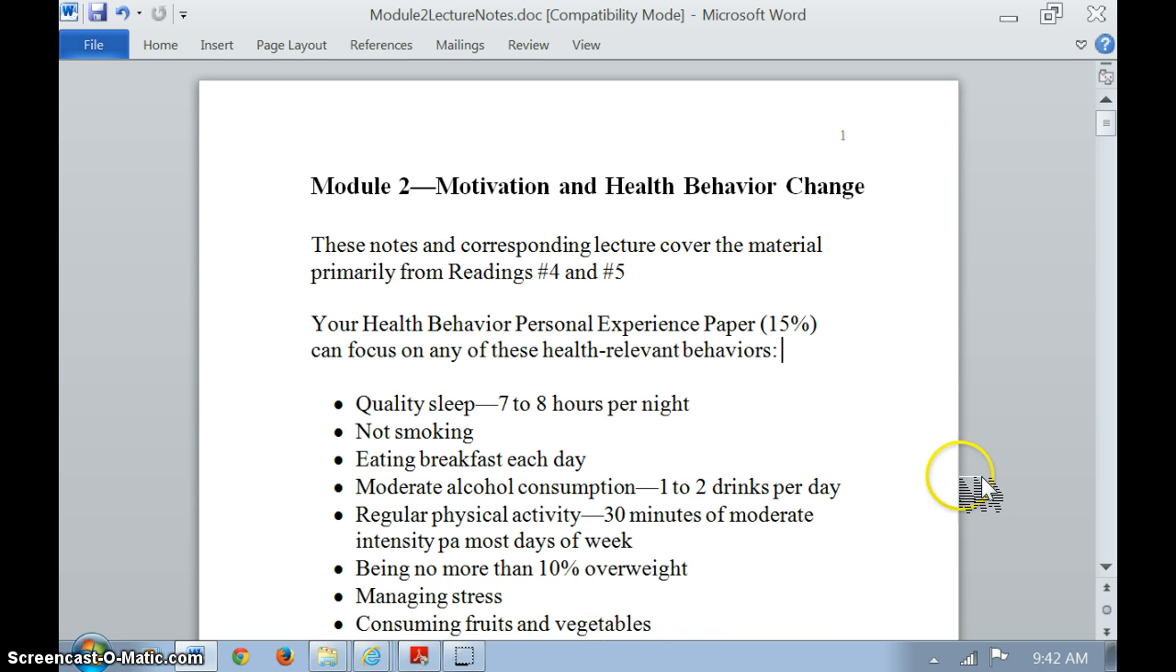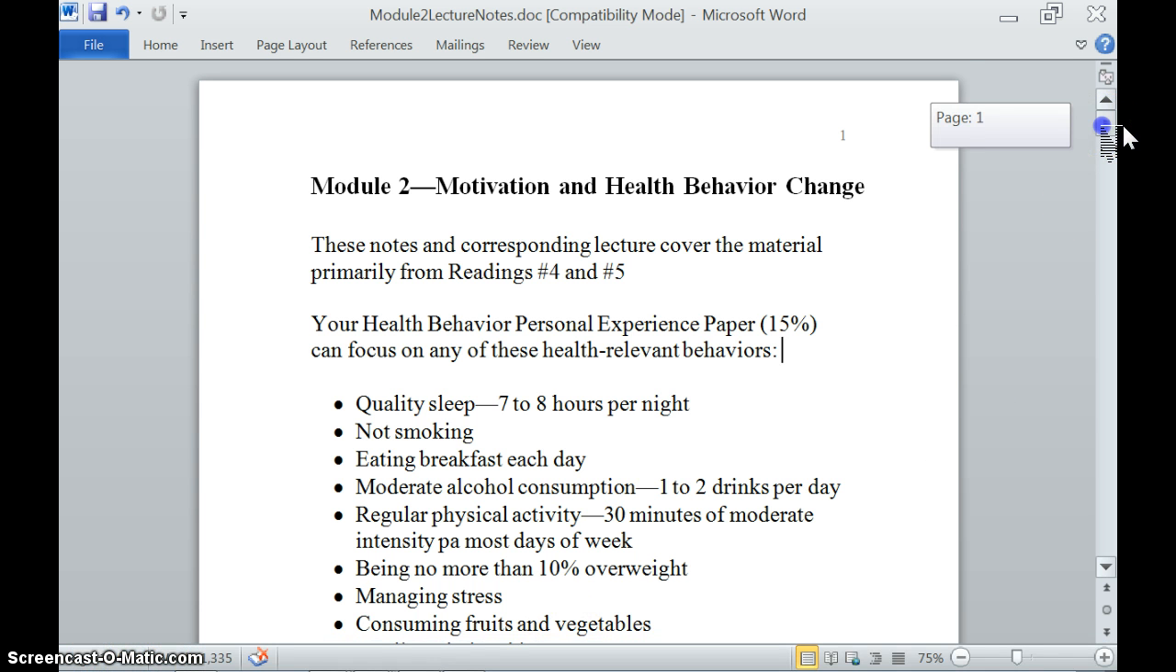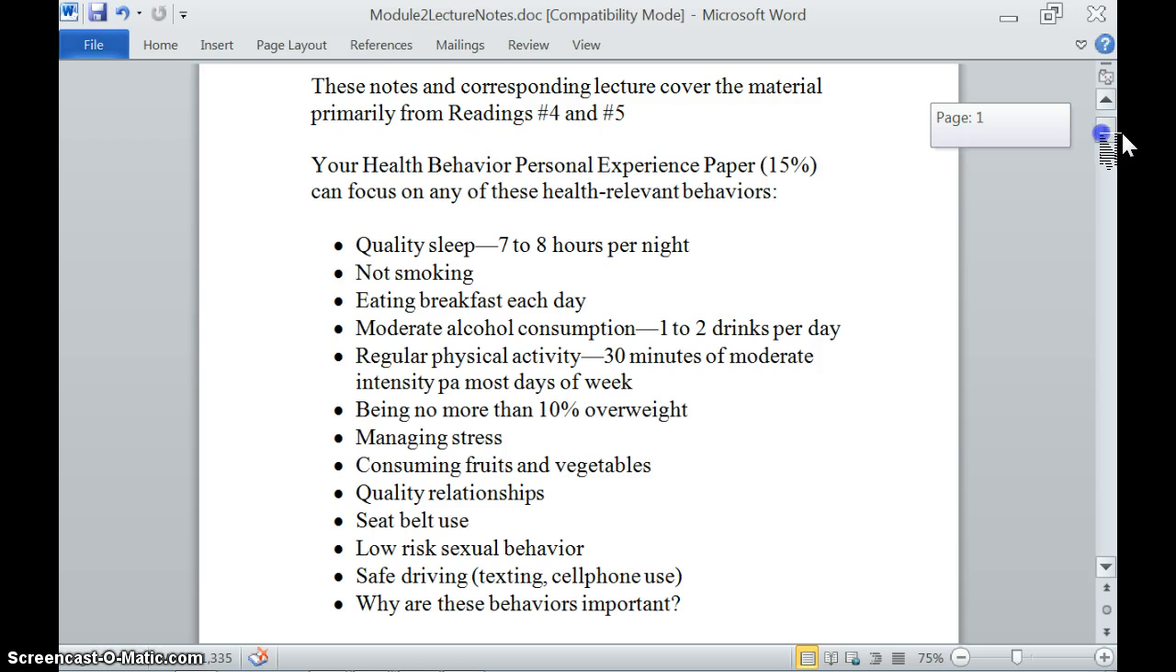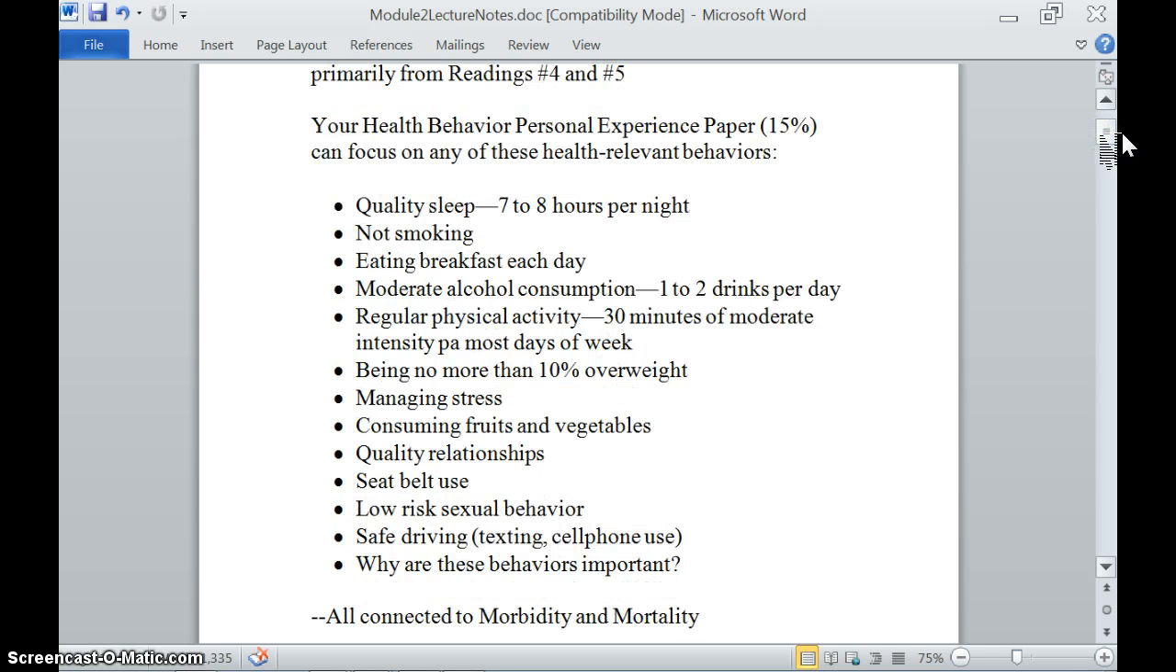And you can choose any of the behaviors that are on this list here. There may be others that you might want to explore that might be a health behavior. These are on the list because they're all related in some way, shape, or form to morbidity and mortality. Many studies, and reading number 4 highlights some of these studies. The Alameda County study, which has been going on for a long time, looked at these kinds of behaviors and their links to morbidity and mortality.